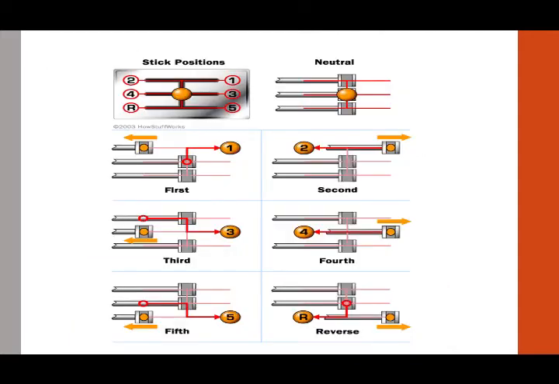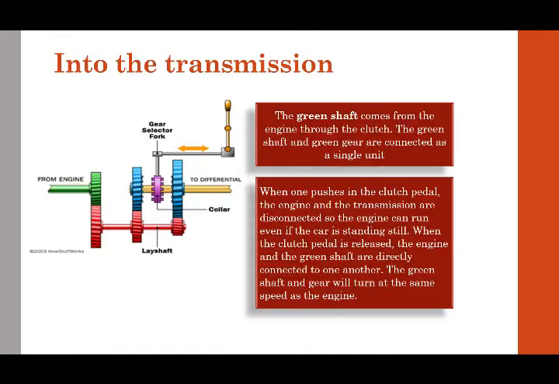So next, we're going to look into the gear system. This is the basic diagram. As you can see, next we will go into the transmission. The green shaft, as you can see in the diagram, comes from the engine through the clutch. The green shaft and the green gear are connected as a single unit.